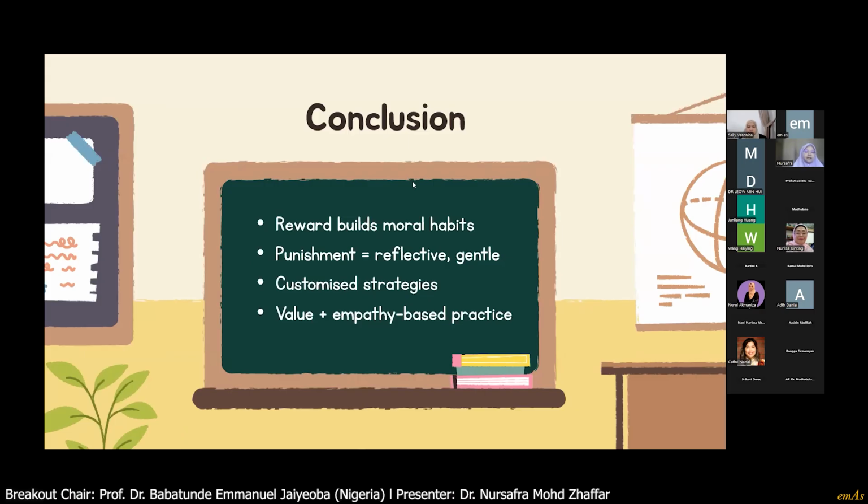In conclusion, reward helps build moral habits, while punishment, when applied gently, encourages reflection and growth. Effective character building for students with special needs requires a customized, value-based and empathetic approach. Ultimately, nurturing character through balanced reward and punishment contributes not only to moral development, but also a better quality of life for students with special needs. So thank you very much for your attention. I appreciate your time. Thank you.